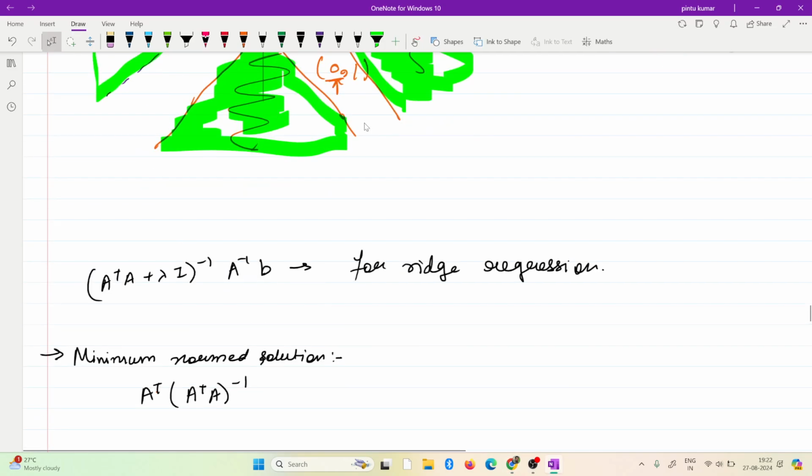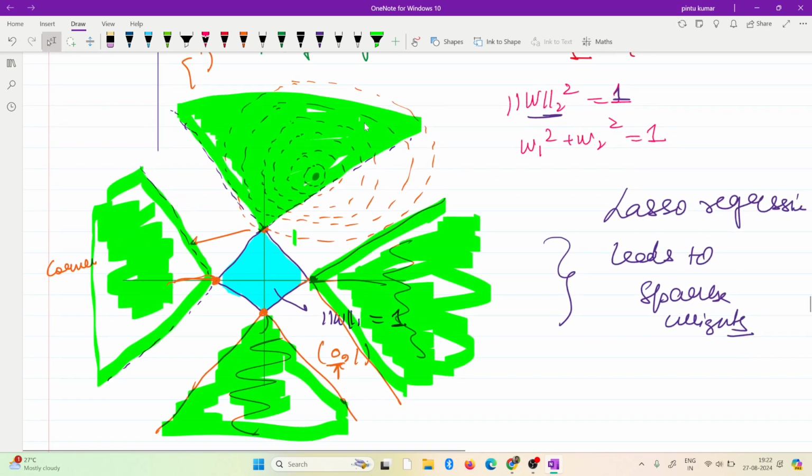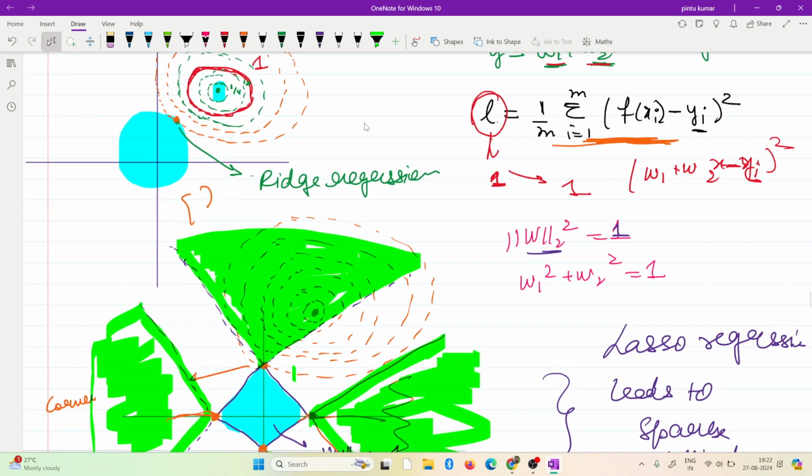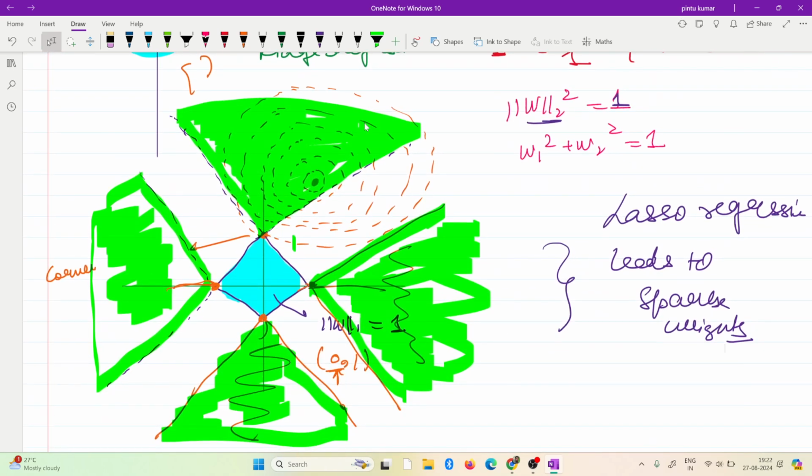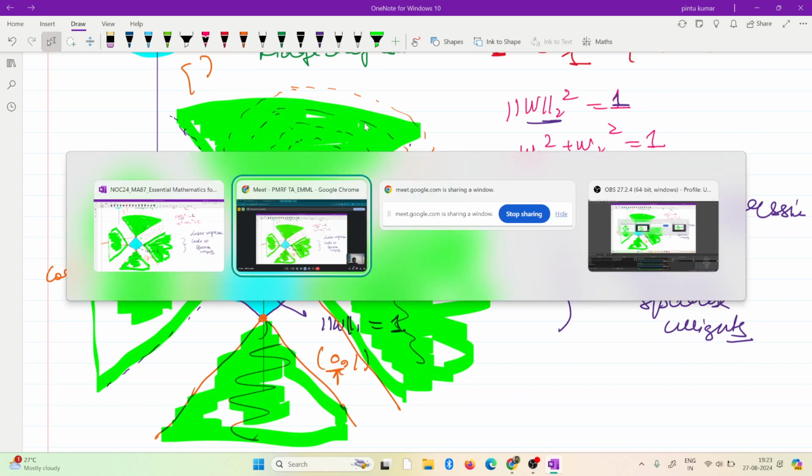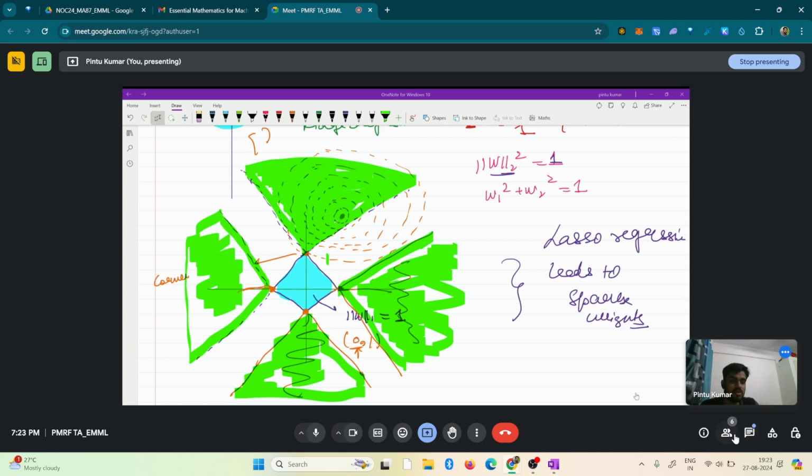So I hope I was able to make it clear. Why do we say that when we do lasso regression, we get sparse vectors? Okay.